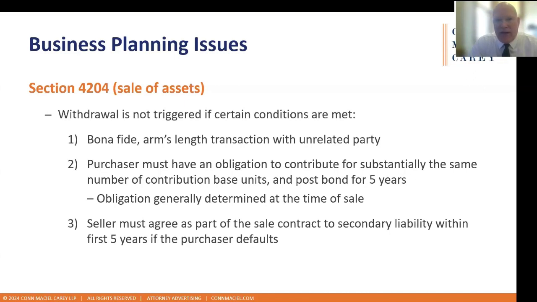And finally, the third criteria is that the seller has to agree as part of the sales contract, meaning it has to be in writing in the sales contract, to be secondarily liable within the first 5 years after the sale if the purchaser incurs withdrawal liability and defaults on it. So a seller can get out of withdrawal liability by passing it on to someone else, but for the first 5 years, they've got to agree to be secondarily liable.